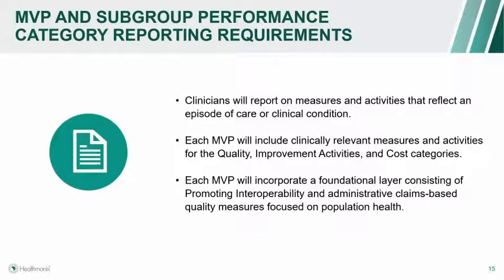So clinicians will report on measures and activities that reflect an episode of care or clinical condition as an MVP and subgroup reporting requirement. Each MVP will include clinically relevant measures and activities for the quality improvement activities and cost performance categories. And each MVP will incorporate a foundational layer consisting of promoting interoperability and administrative claims-based quality measures focused on population health.